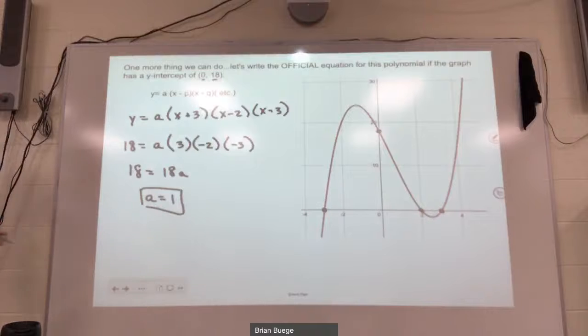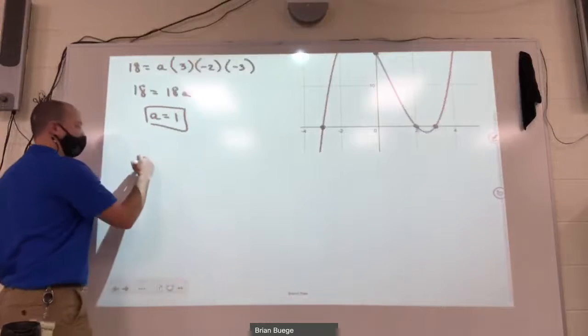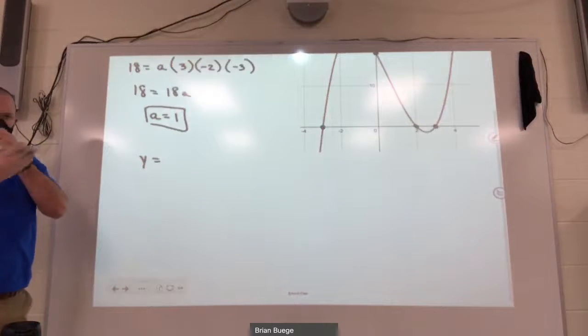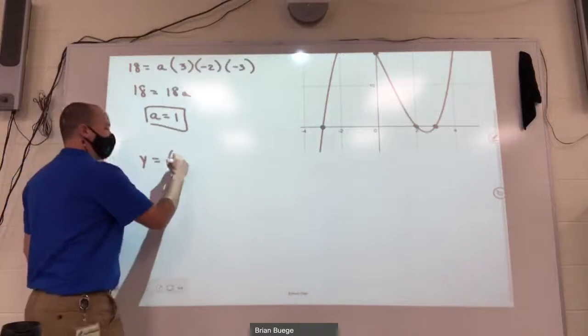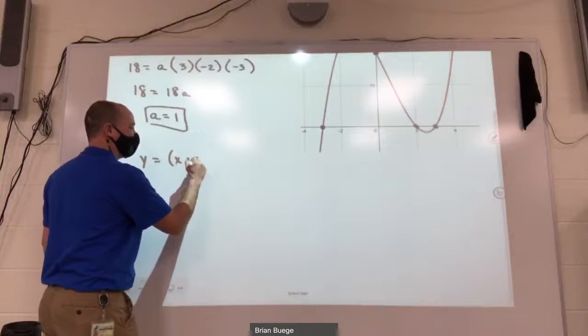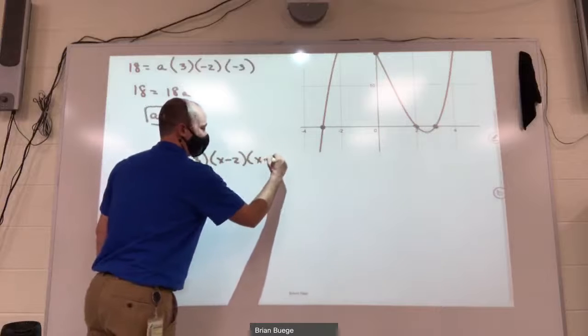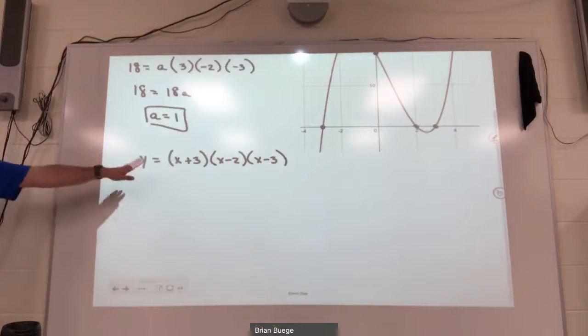Okay? And therefore, if you're trying to come up with the equation of this, that means y equals, if a is 1, you can either put the 1 in there, or you can just leave it, since it is 1. And we had x plus 3, x minus 2, and x minus 3. And I'm okay with it if you leave it like that.